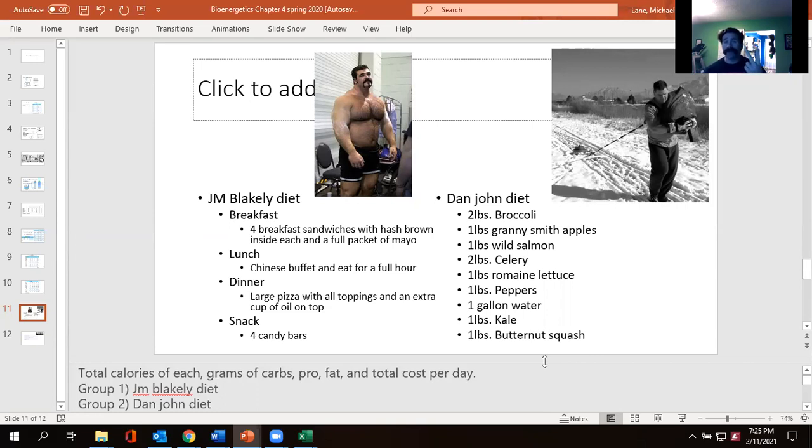1 pound of Granny Smith apples, 1 pound of wild salmon, 2 pounds of celery, 1 pound of romaine lettuce, 1 pound of peppers, green, yellow, red, your choice, drink a full gallon of water, a full pound of kale, and 1 pound of butternut squash. After that, you can eat anything you want. And so the basic idea with his diet is you would have spent so much time and energy eating all of these other foods, you never would have had time to eat anything else. And it's kind of an ingenious approach in my mind, but it's definitely something you don't see a lot of people doing.